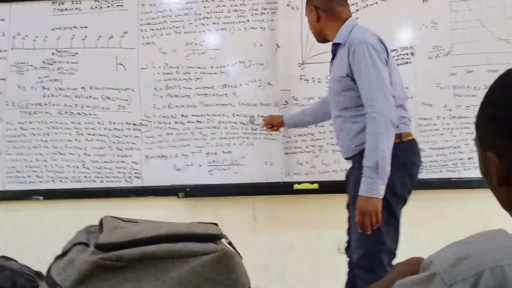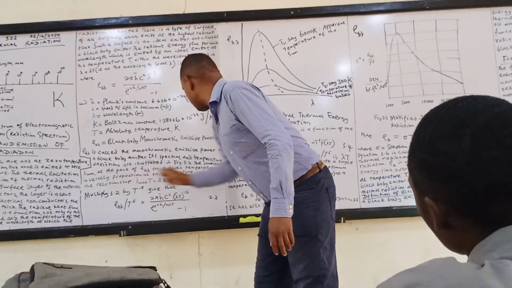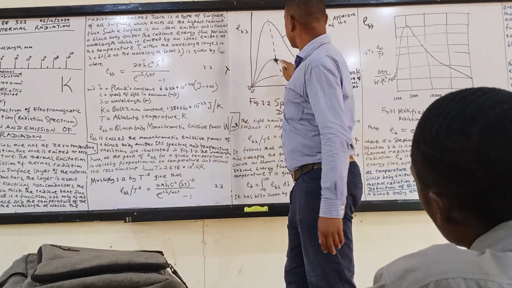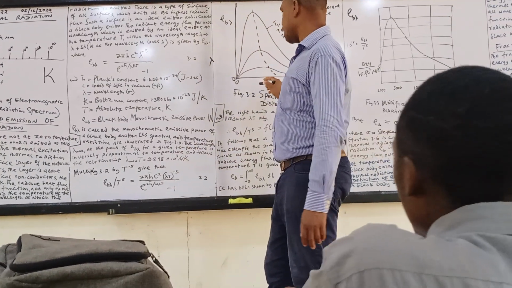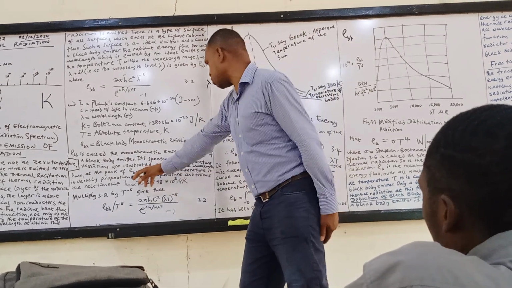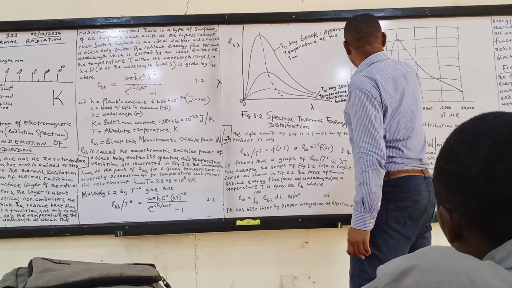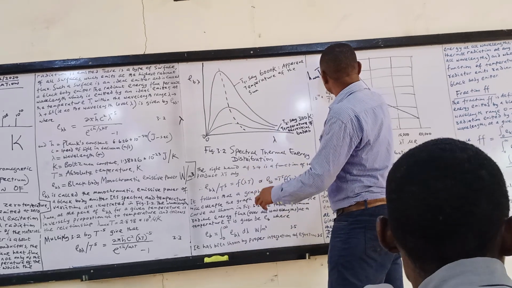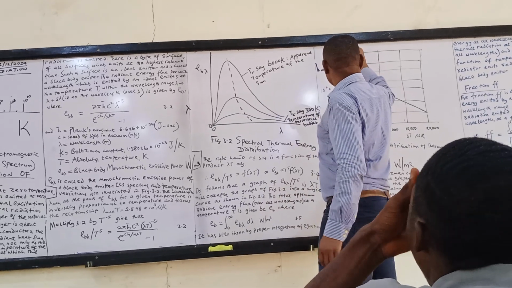What he's trying to say here is that in Figure 3.2, this is the wavelength lambda, the wavelength lambda max at the peak of E_b lambda for a given temperature is inversely proportional to the temperature. It says that the wavelength is inversely proportional to temperature and follows the relation. Look at it: lambda max T is equal to 2.898 times 10 to the minus 3.